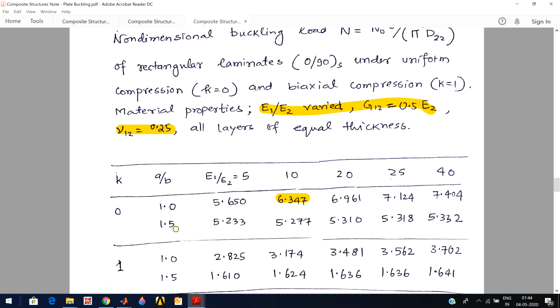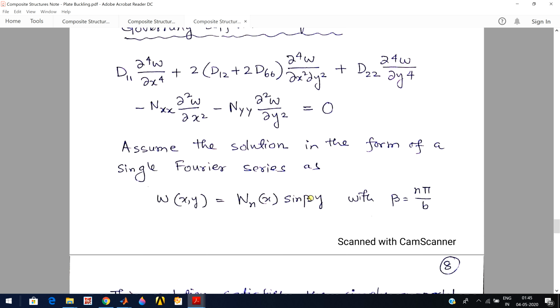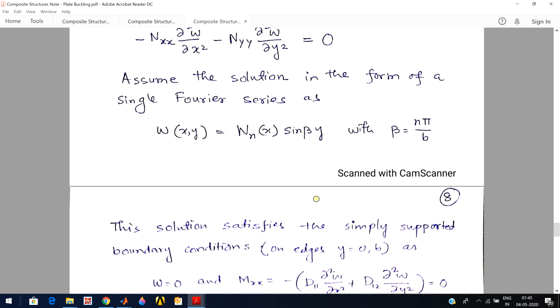Now I'll quickly go through what the Levy method is. We know that these two edges will be simply supported, y is equal to 0 and y is equal to b, and then the differential equation is taken in this form. Then the solution is assumed as this. This is the same as we have done in the bending and vibration case. And this solution gives the simply supported boundary condition at these edges, y is equal to 0 and b.